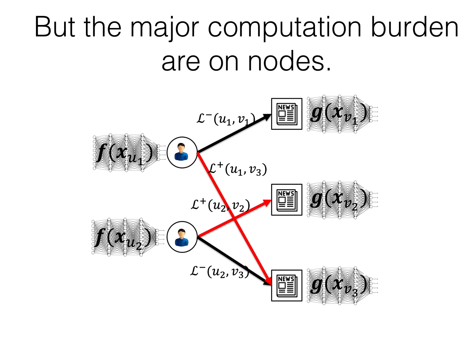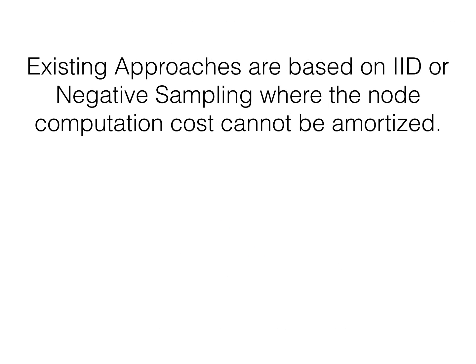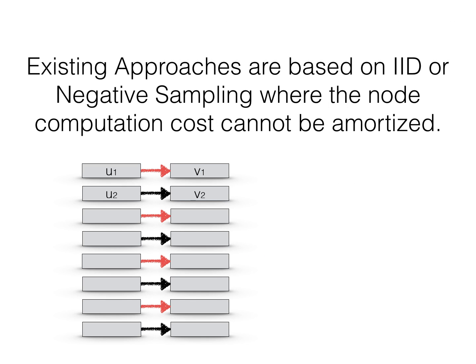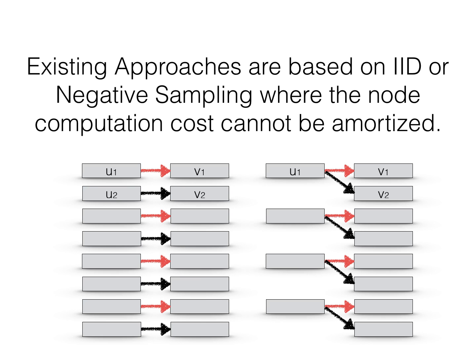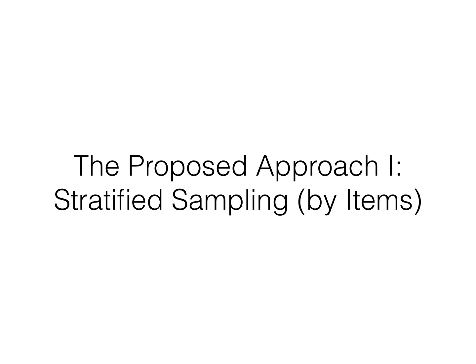But the major computation burdens are on nodes, especially item nodes with content features, so different mini-batch sampling can result in different computations. Existing approaches are based on IID or negative sampling, where the node computation cost cannot be amortized. We propose 3 mini-batch sampling approaches to improve the training efficiency.